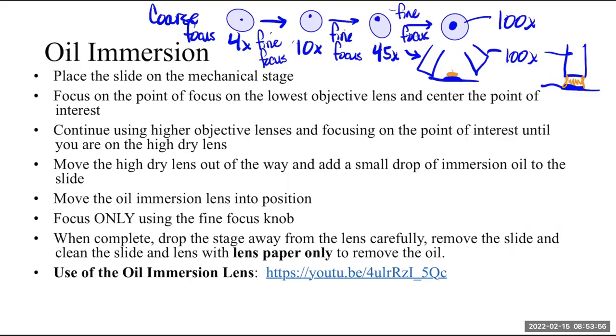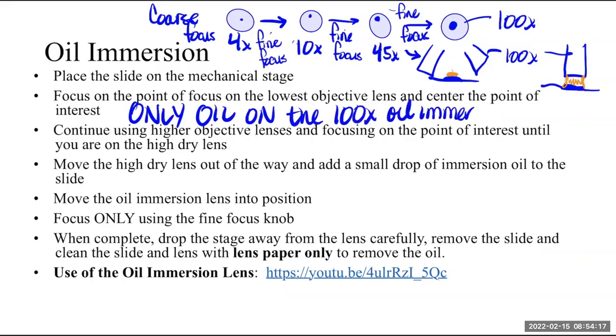Also, you only want to use oil on the 100X. So only oil on the 100X oil immersion lens. The other lenses are not designed for the purpose, and you will damage them. So that's very critical. So for more information on using the oil immersion lens, please visit that YouTube address. Thank you.